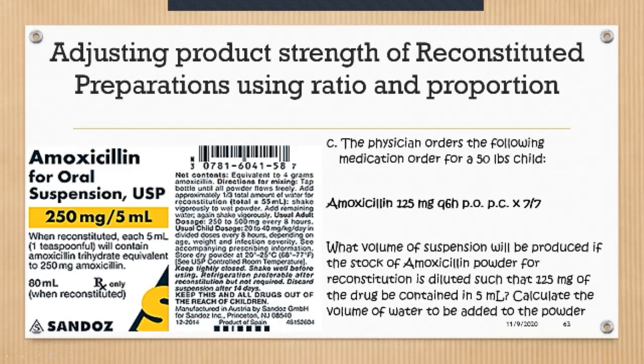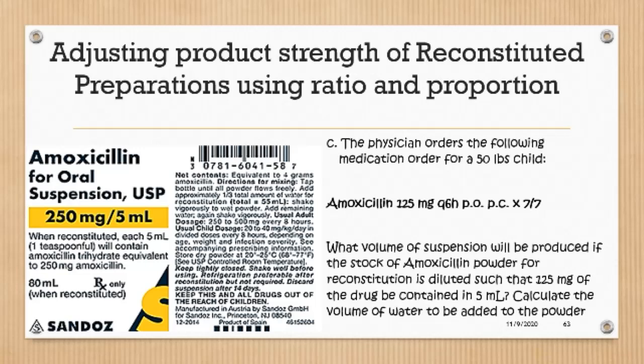Okay, so we have this. The physician orders the following medication order for a 50-pound child. And the drug regimen is amoxicillin, 125 milligrams every 6 hours for 7 days. The question asks, what volume of suspension will be produced if the stock of amoxicillin powder for reconstitution is diluted such that 125 milligrams of the drug be contained in 5 mL? Calculate the volume of water to be added to the powder as well.